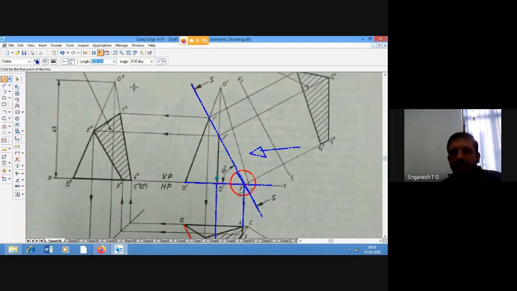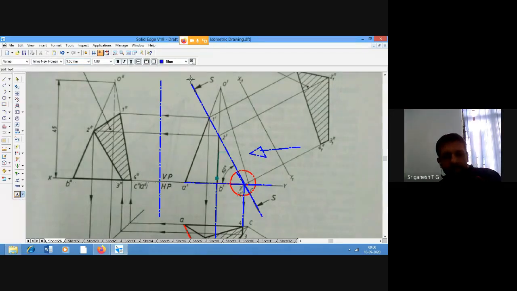So seeing in this direction, I will draw it over here as x1 and y1. Okay, right? So this will be the left profile plane, right? Now for this you project it.